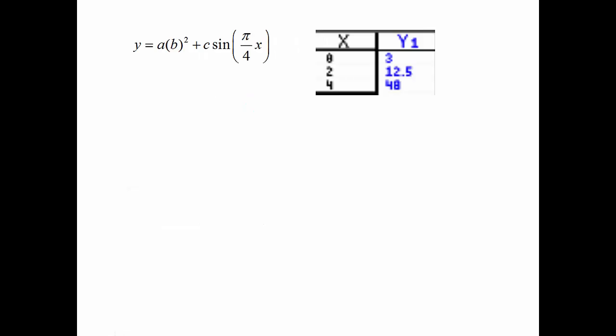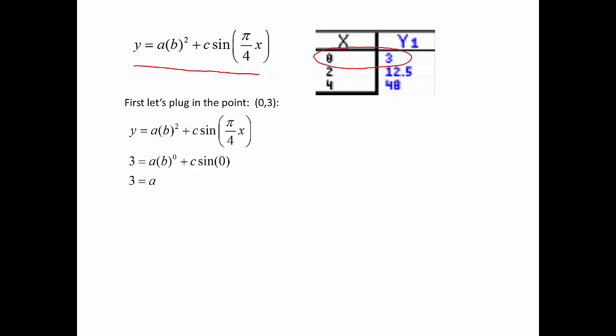So here we go. I have our equation there, again in our table. First let's plug in this point, 0, 3. Again, 3 is the y, so I'm plugging it in here, and 0 is the x. Of course, pi fourths times 0 is 0. What's nice about this one is that sine of 0 is 0, so the c disappears, and b to the 0 is 1, so we end up with just a equals 3, which is great because that was pretty easy finding one of the variables.